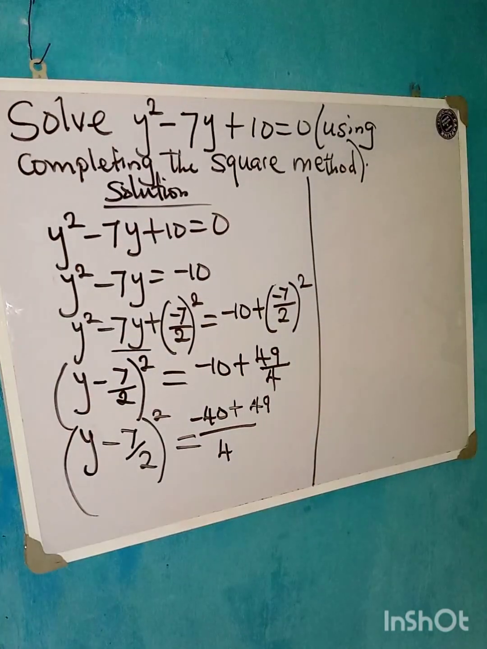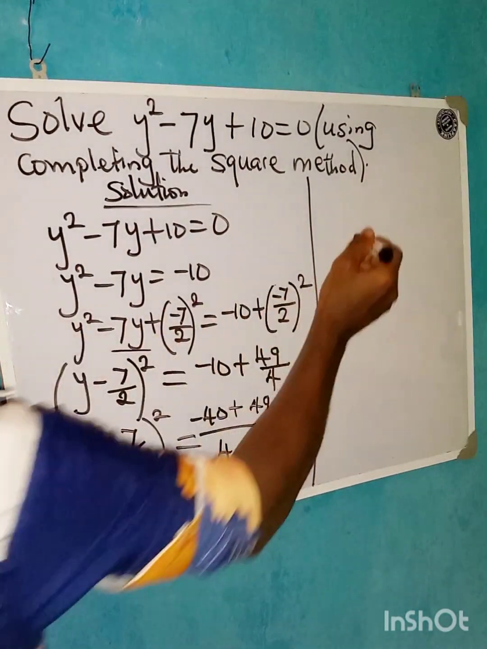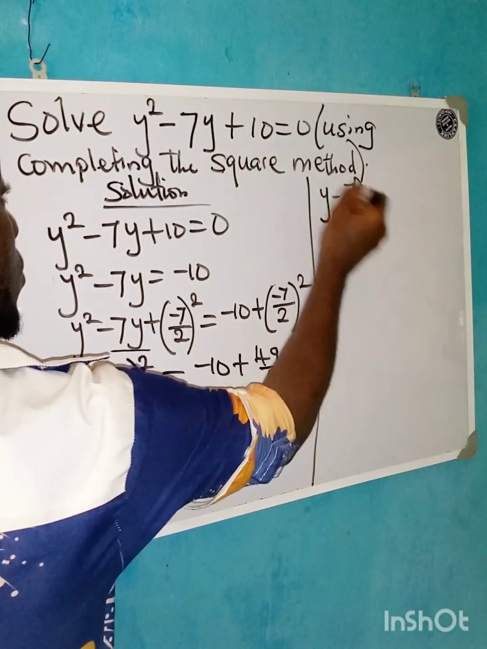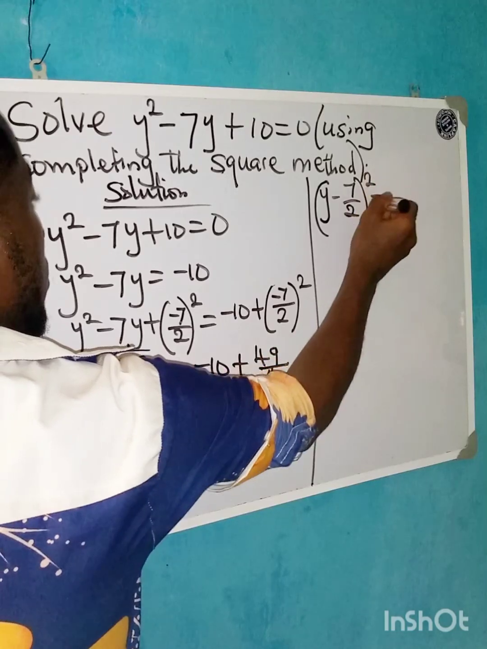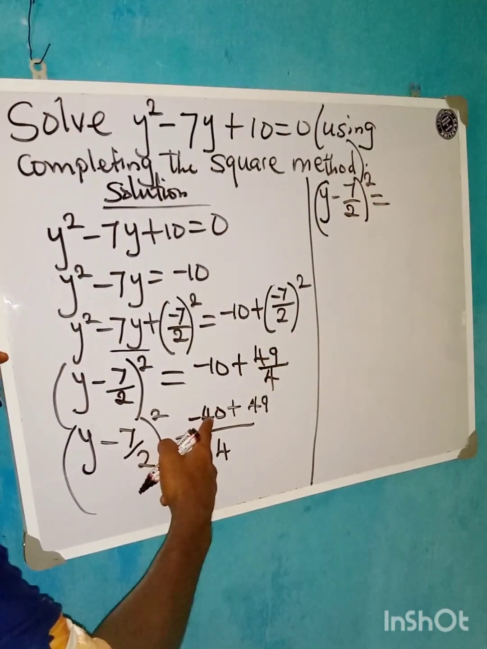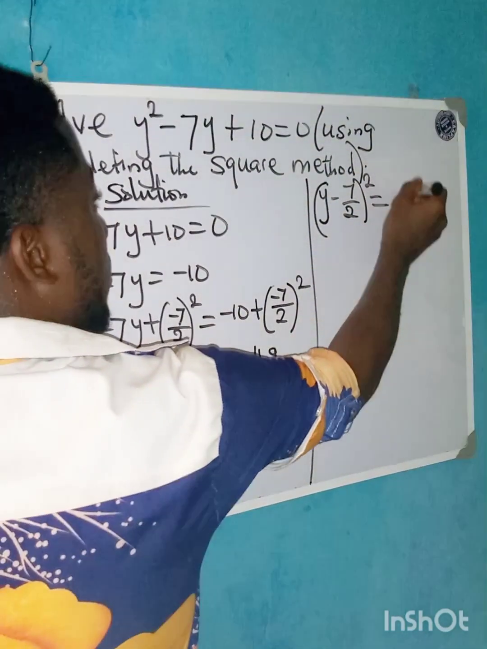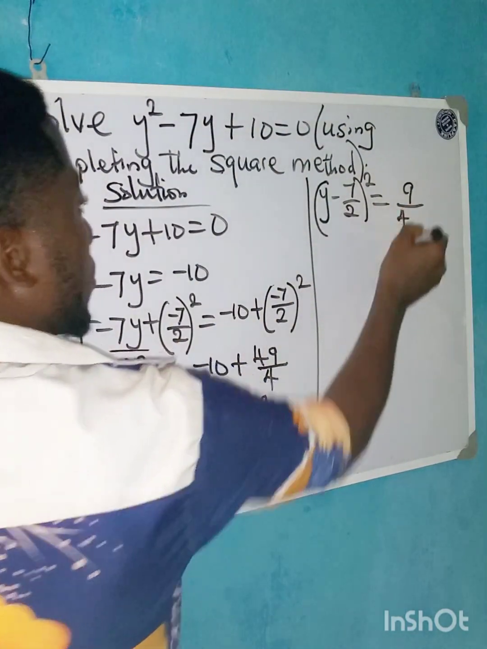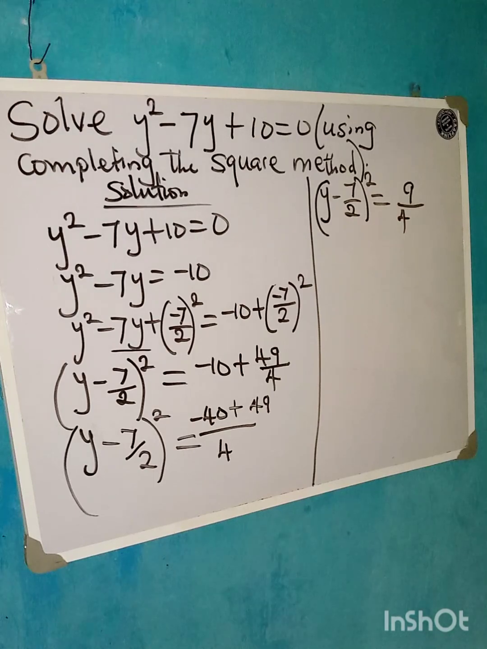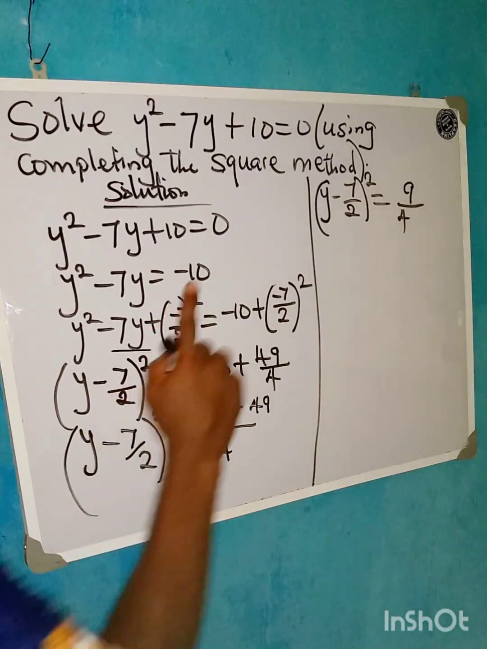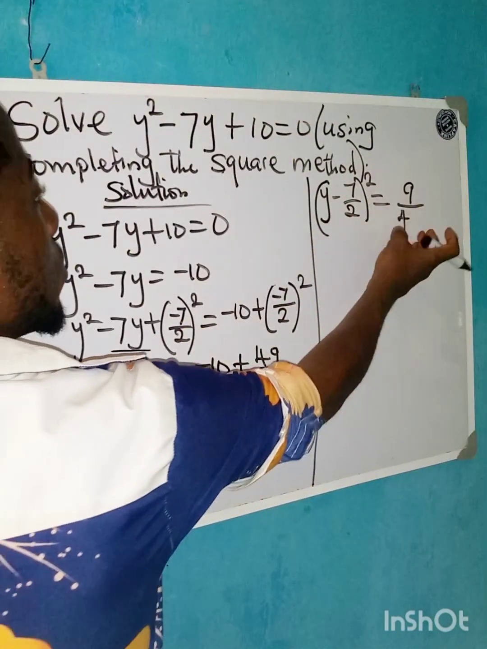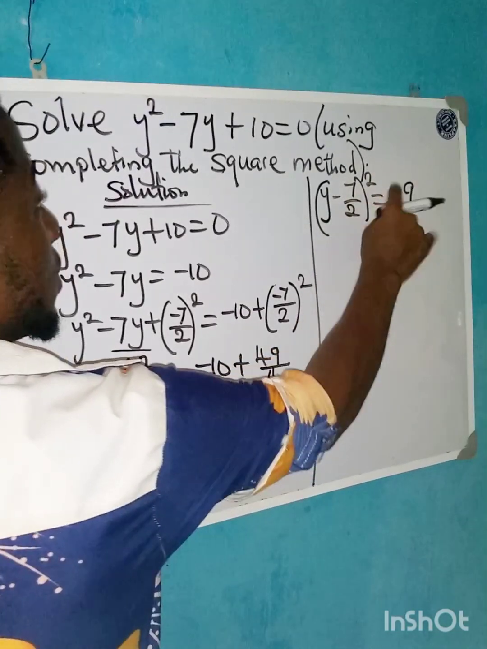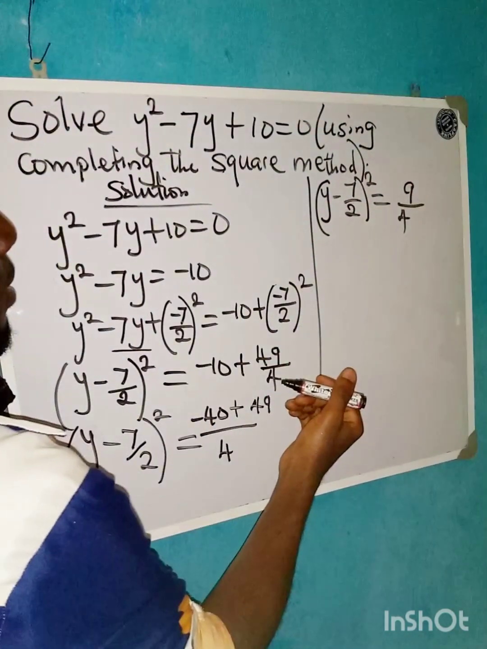Now let's write on the other side of the board. y minus 7 over 2 all squared is equal to minus 40 plus 49 will give us 9, and that will be over 4. And from here now, I can simply take the square root of both sides so that the square there will be eliminated.